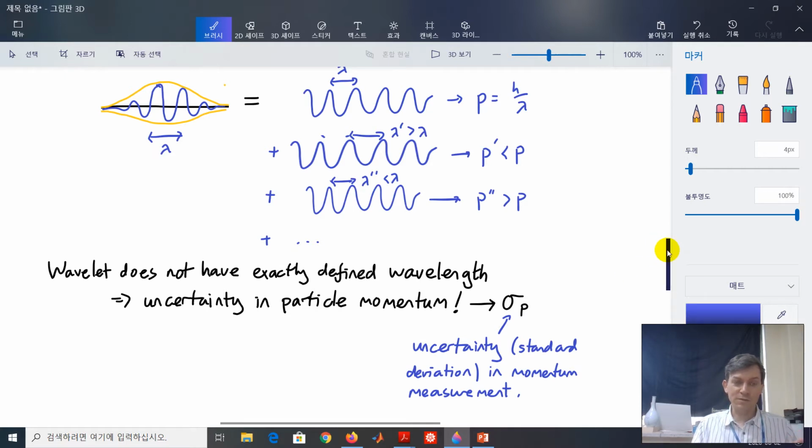And note that such a wavelet also has uncertainty in the position of the electron. Remember, the orange line here is related to the probability of detecting the electron. So you're more likely to detect the electron in the center of the wavelet here than you are at the edges here and there.